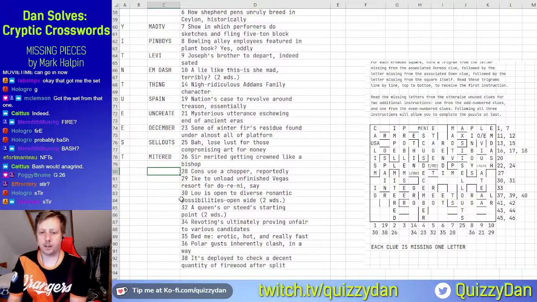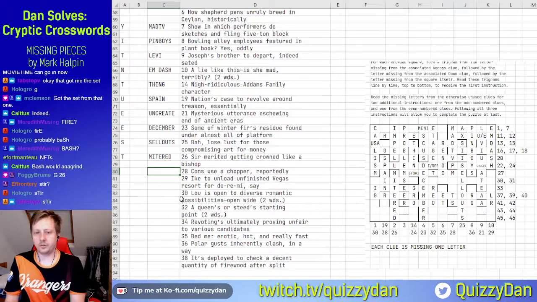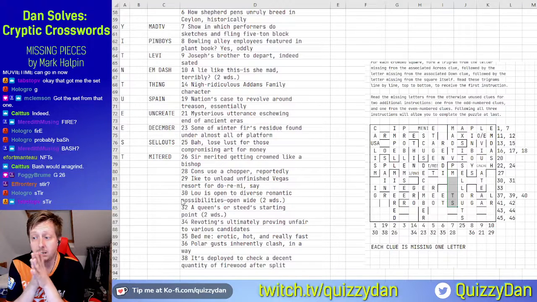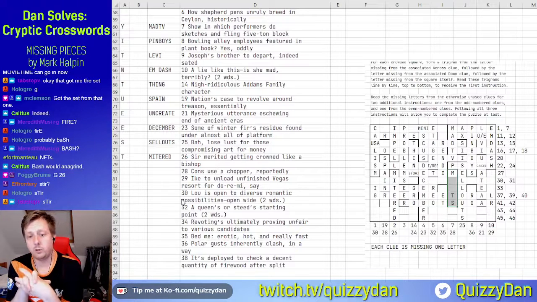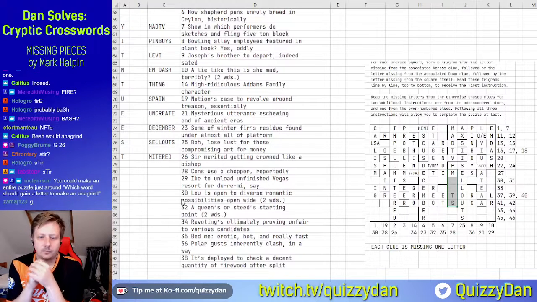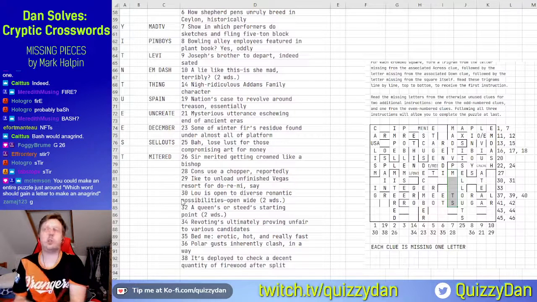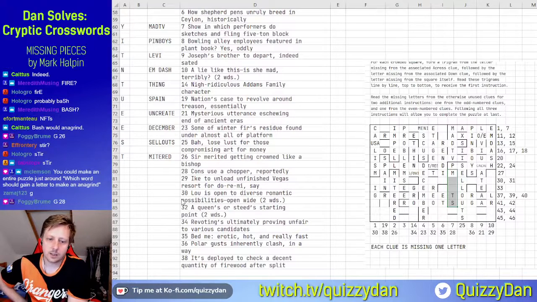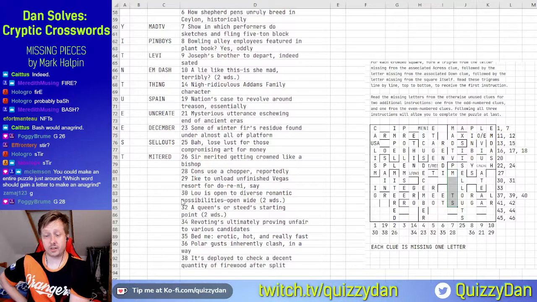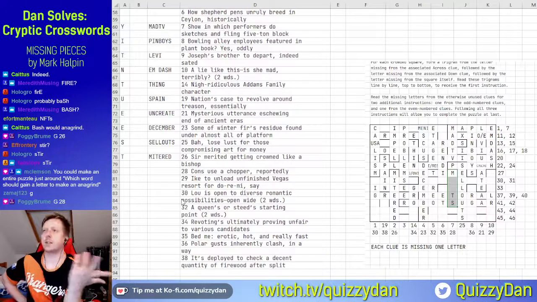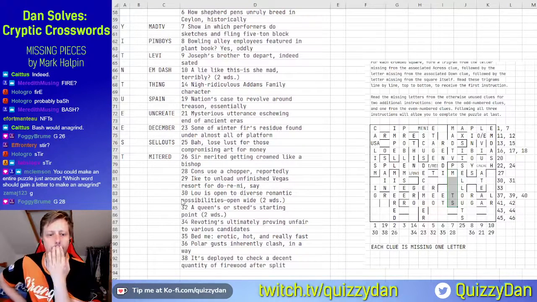Cons use a chopper, reportedly. Cons... Coins, maybe? Use a chopper. If you use a... I think that's got to be coins or something. Use a chopper. You chop. You hew. You... oh, goodness. Coins. Corns. Is it going to be corns? Icons. Is it going to be icons? Use a chopper, reportedly. I can't think of the word for use a chopper. Can I have the answer, please?